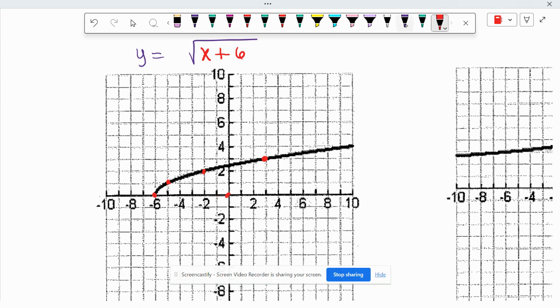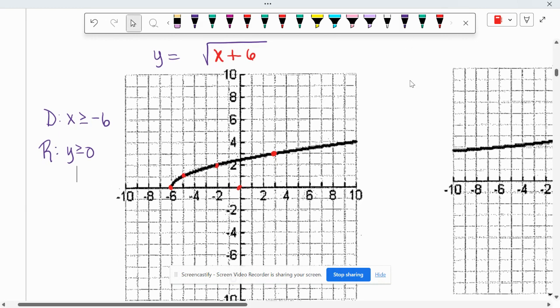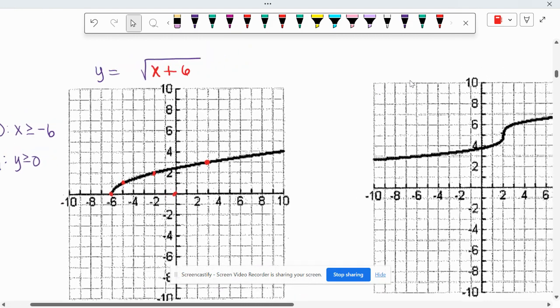What is the domain? Well, it's all x values that are greater than or equal to negative 6. What is the range? Yeah, y is greater than or equal to 0. Okay, let's look at the next one.